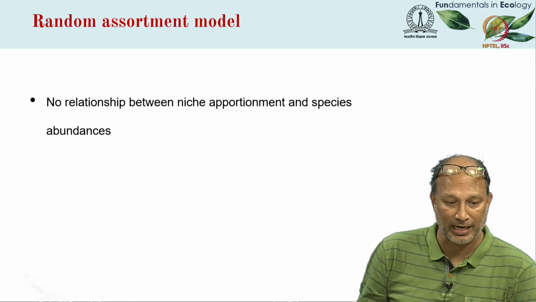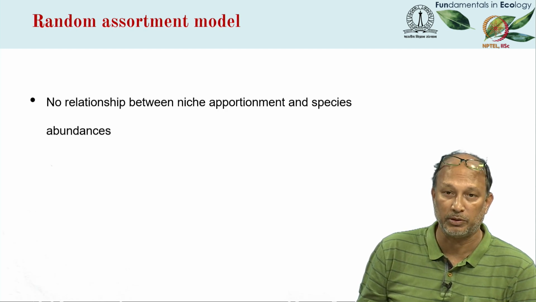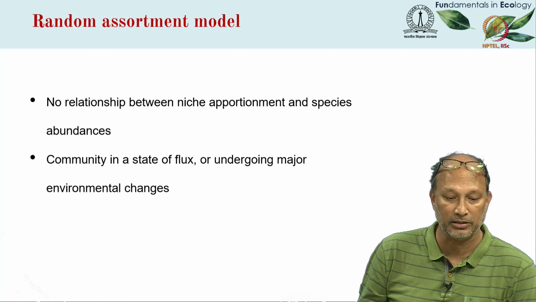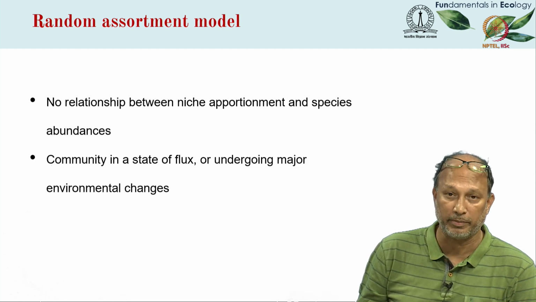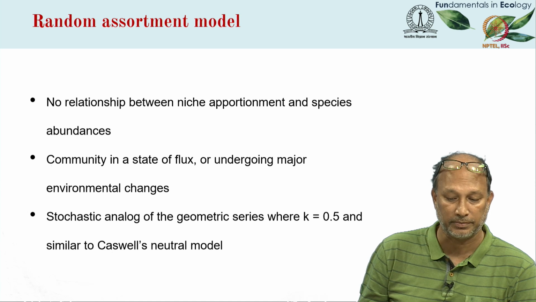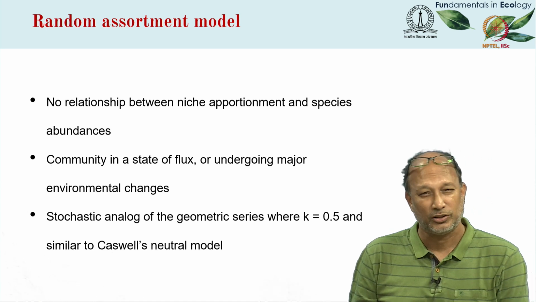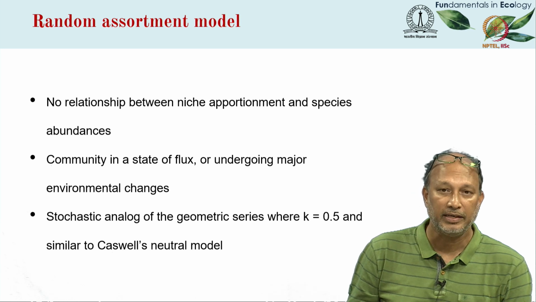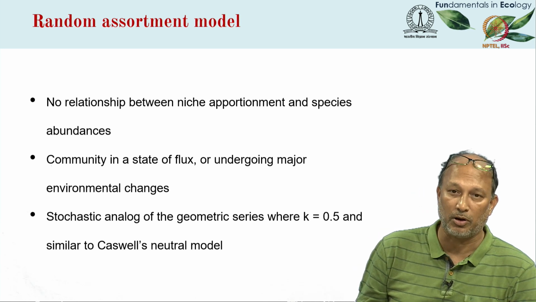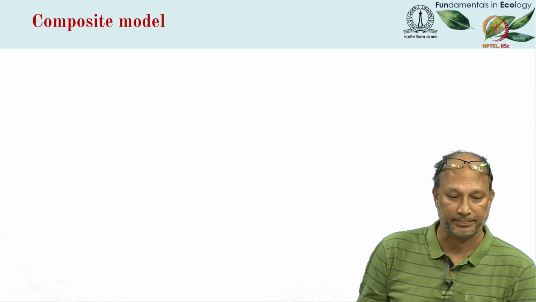Tokeshi also proposed a random assortment model where there was no relationship between niche apportionment and species abundances. This might be seen when a community is in a state of flux or undergoing major environmental changes. It's sort of a stochastic analog of the geometric series where k is equal to 0.5, and similar to a neutral model that was proposed by Caswell.